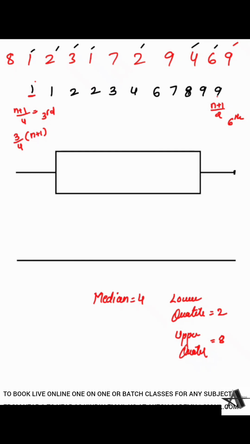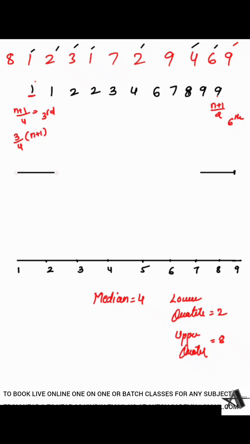Now on a scale I have to draw it like this. 1, 2, 3, 4, or let me make a better scaling. 1, 2, 3, 4, 5, 6, 7, 8, and here 9. Now let me just delete this one and show you how to do it. So lowest value is 1, highest value is 9. Just mark it.